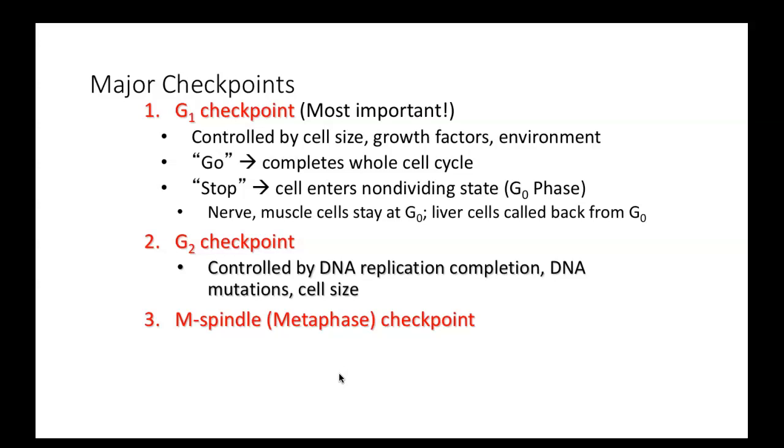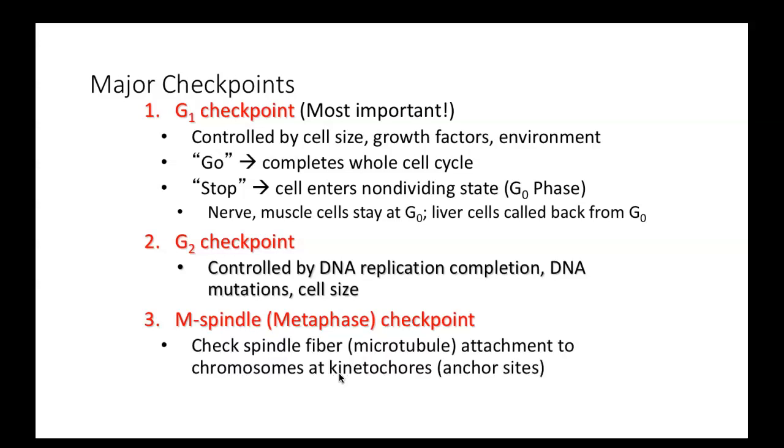The M checkpoint is in the very middle of mitosis, and it's called the metaphase checkpoint. It's also called the M spindle checkpoint. Basically, it's checking to make sure the spindle was formed correctly and that the spindle is attached to the chromosome. If you can picture in your mind's eye, because you did your stop motion video yesterday, in metaphase the chromosomes line up in the middle and the spindle is attached to them.